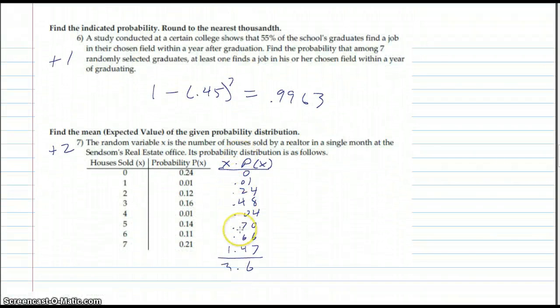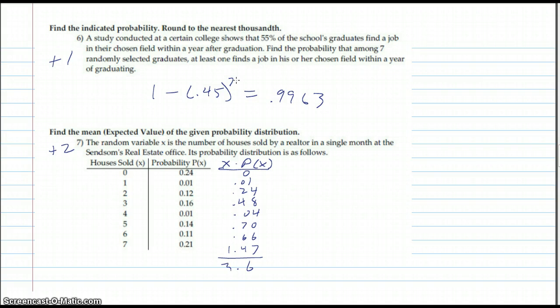Number 6, we want to find the probability that among 7, at least 1 gets a job. So that would be 1 or 2 or 3 or 4 or 5 or 6. So instead of finding all of those and adding them up, an easier way to find that is to take 1, which is the probability of everything, minus the opposite. So what's the opposite of at least 1 getting a job? That means nobody gets a job.